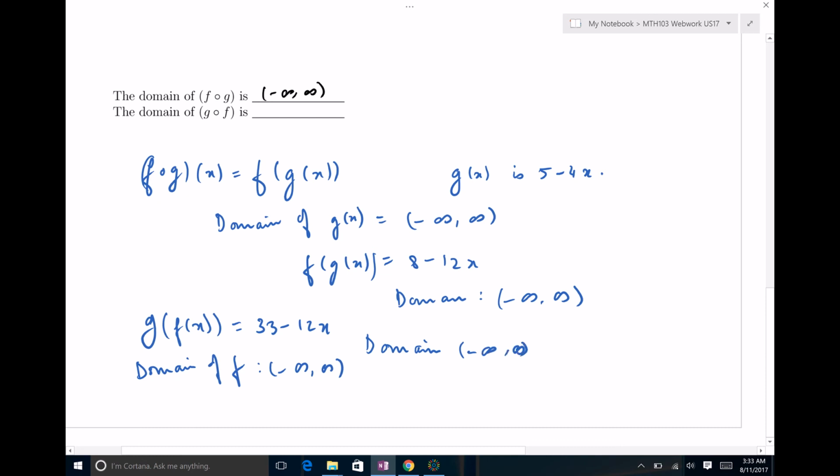The domain of f composed with g is combining these two domains, and therefore you can include all the real numbers. Since these are all linear functions, it's everything from negative infinity to infinity. You can apply it to all the x values. There's no x value that needs to be excluded.